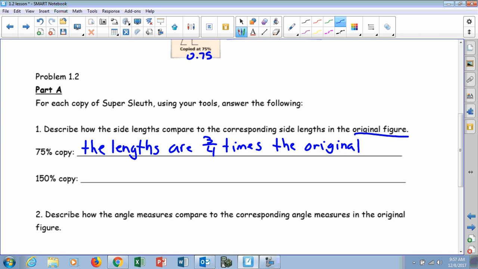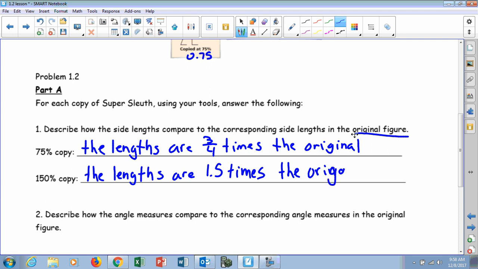And then obviously the side lengths are how many times bigger in the 150% copy? How many times bigger? Which is how many times? We wrote the decimal down. 1.5. I'll spell original here in just a second. There we go.